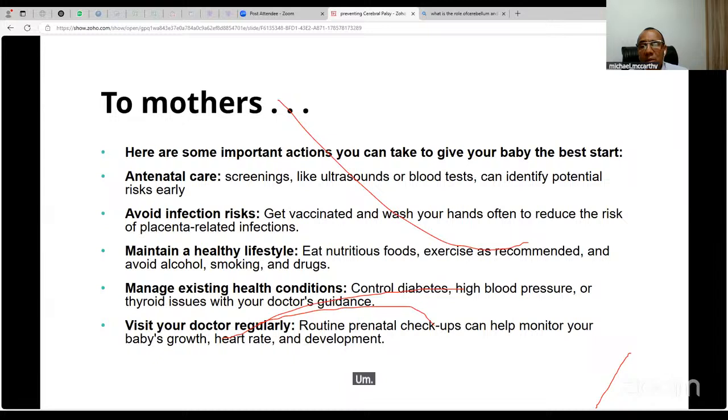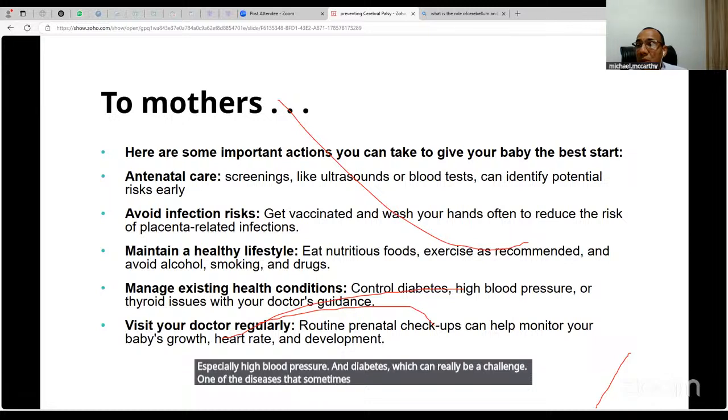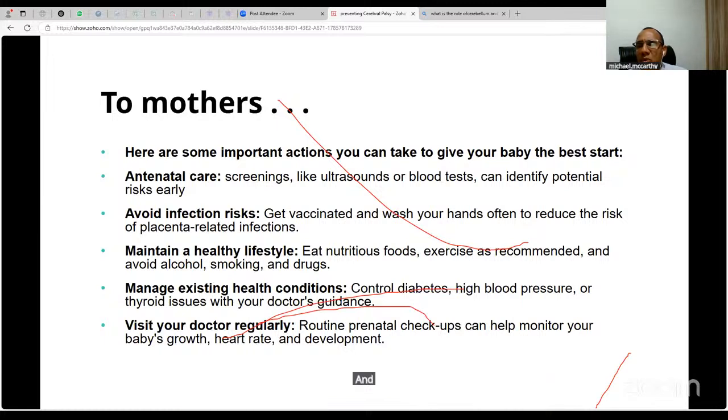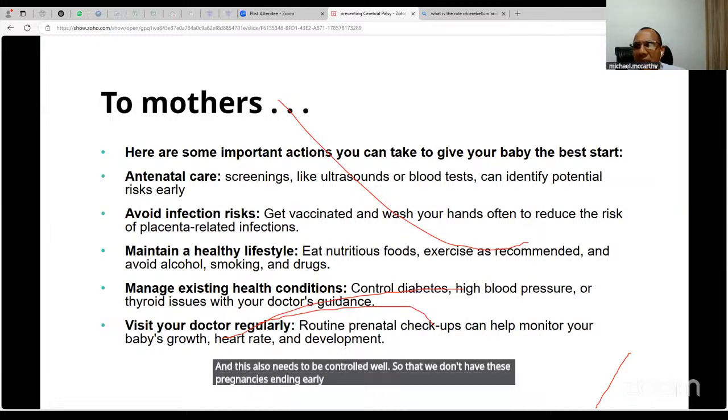Managing existing health conditions is key, especially high blood pressure and diabetes, which can really be a challenge. One of the diseases that sometimes we do not take cognizance of is thyroid disorders, which may not be as common as diabetes and hypertension, but we have a number of pregnant women with thyroid disorders. And this also needs to be controlled well so that we don't have these pregnancies ending early, therefore putting the babies at risk of CP.